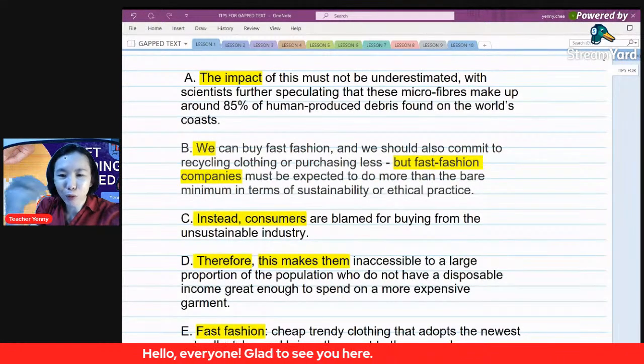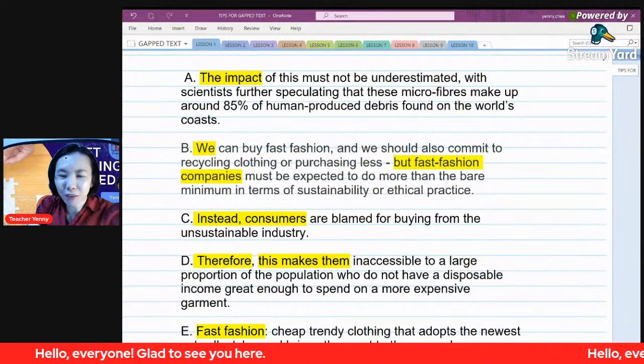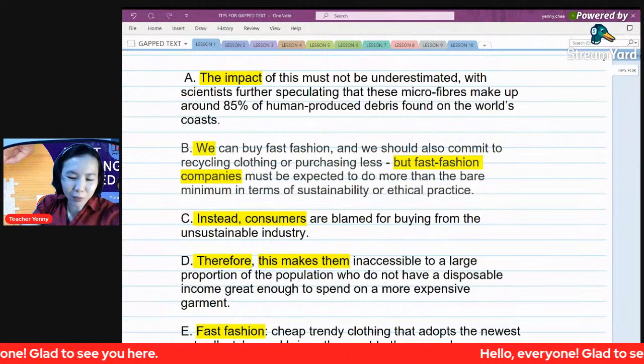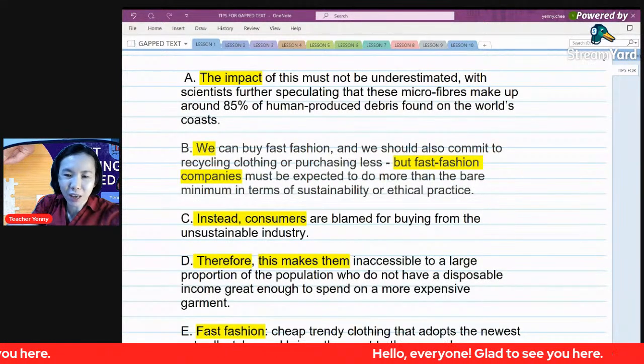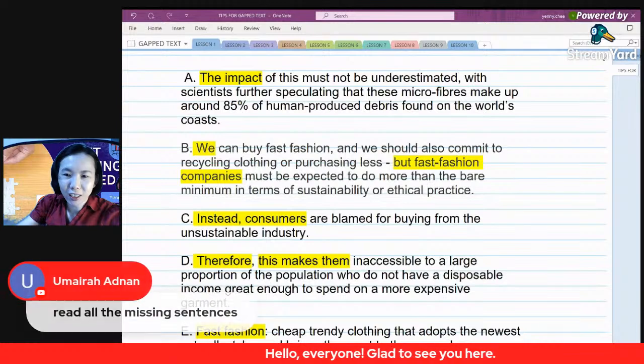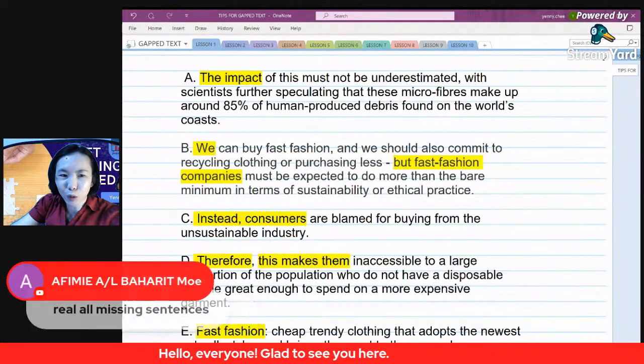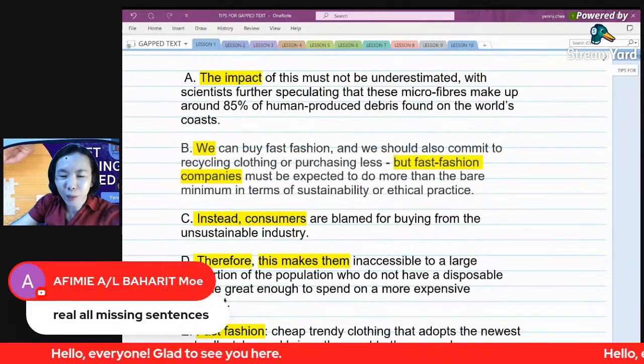Second step, you have to read quickly the missing sentences. So here are the missing sentences, A, B, C, D, E, F, G. Okay, read all the missing sentences. Yes, Umaira, good job. What is next?